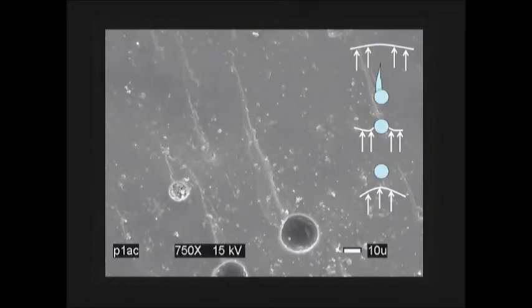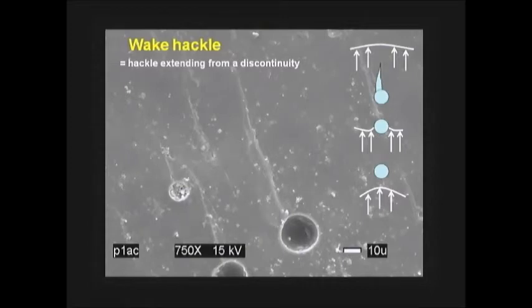If you see a pore with a trail, it's called a wake hackle, which is a hackle extending from some sort of discontinuity. It can be a pore, it can be an inclusion, it can be anything that bothers the crack path. So in that sense, you know that the crack direction is from bottom to top. Very important feature in clinical failure analysis using fractography.